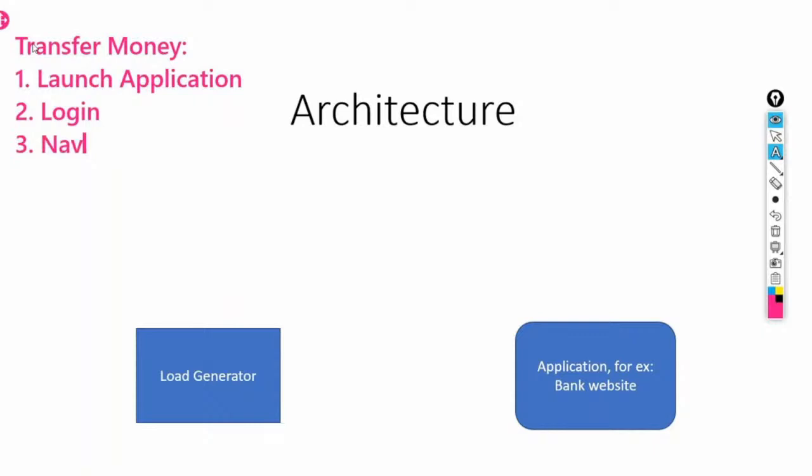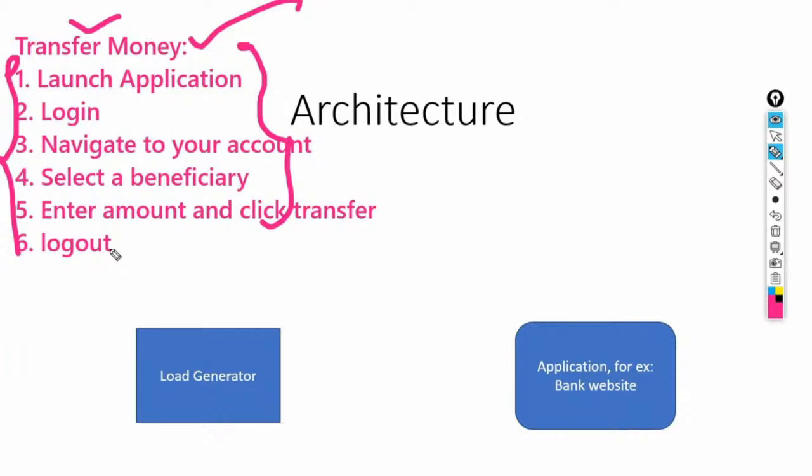Then how do you test that? You need to have those scripts ready. You need to have some piece of code which can run and test this functionality. For now, I have taken transfer money, for which we have these steps: launch application, log in, navigate to your account, select a beneficiary, enter amount and click transfer, log out, right? For all these steps, you have to record and generate the script.